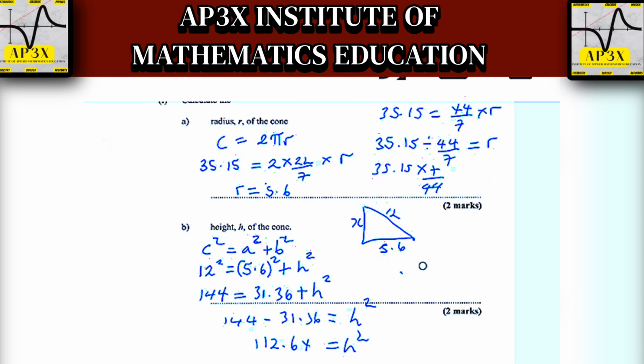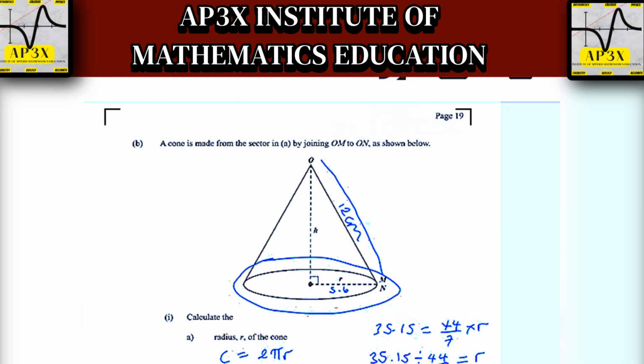So therefore h is equal to the square root of 112.64. Okay, so that's the square root of 112.64, and that works out to be 10.6, approximately. All right, and that is the height here that we have.